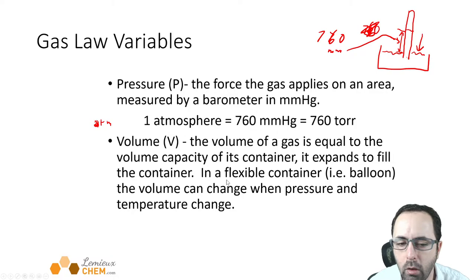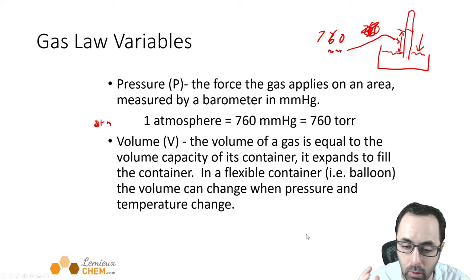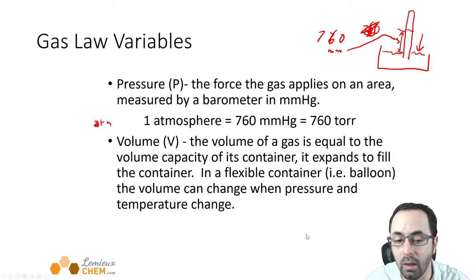Now, volume. Volume is indicated with a big V, as we have used before. This is the volume of a gas, and it could be the volume of any matter, but here we're talking about gases. For a gas, the volume is going to be equal to the container that it's in, because a gas can expand to fill the entire capacity of its container. If you have a flexible container like a balloon, this volume can change. However, if you have a rigid tank, like a tank of propane or carbon dioxide, that's going to be a fixed volume. So the volume can vary in a flexible container, or be fixed in a rigid container.